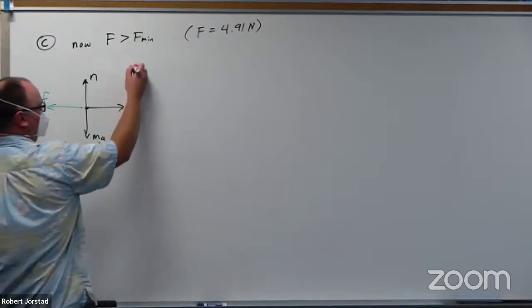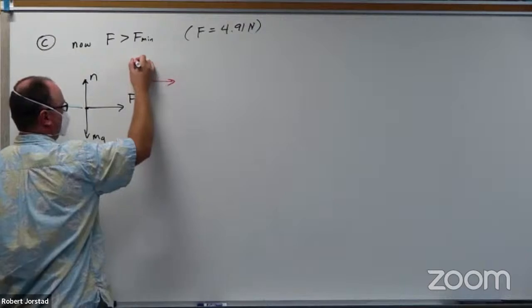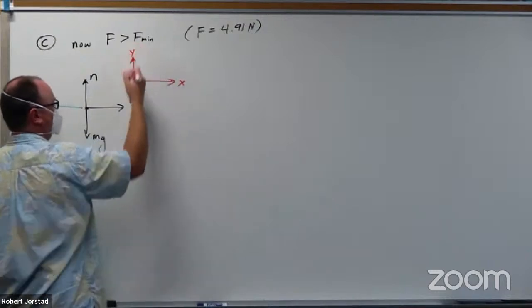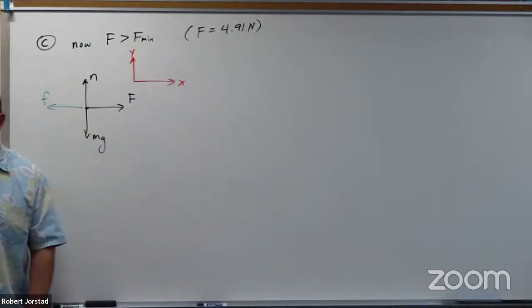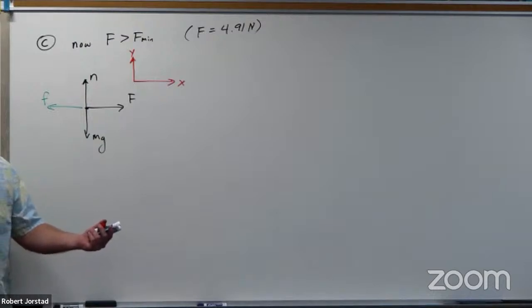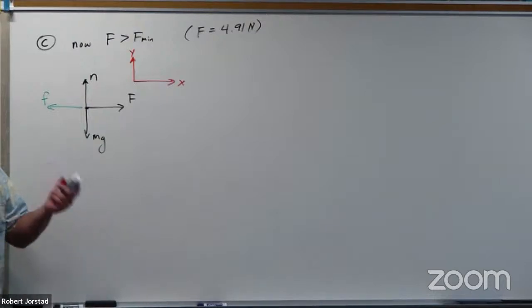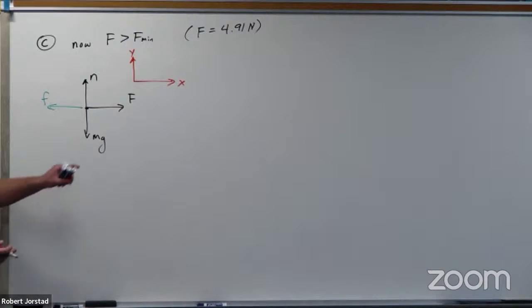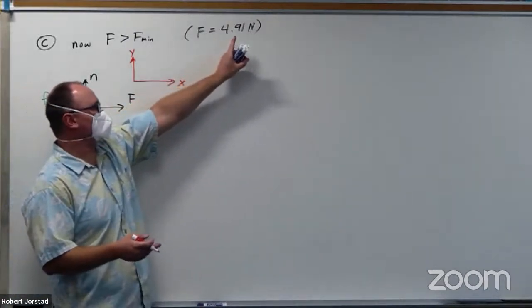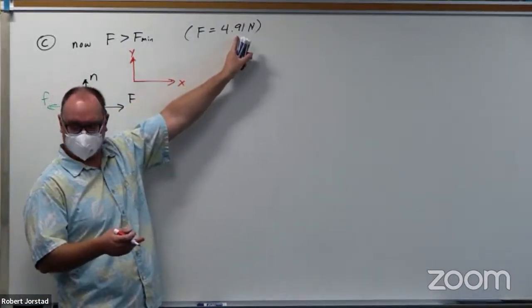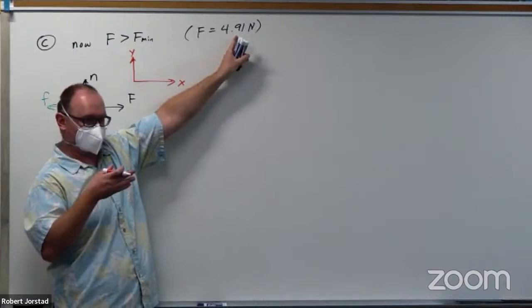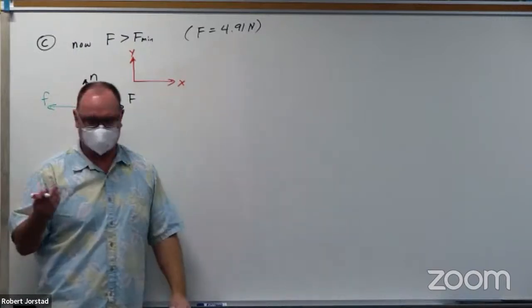Okay, this is the part I want to emphasize. The coordinate system over here still has x and y. Is a still equal to 0? No, we're able to slip, right? The whole point of doing the first part was saying, look, any force greater than 4.90, this thing's going to slip. If it starts slipping, it's going to accelerate.